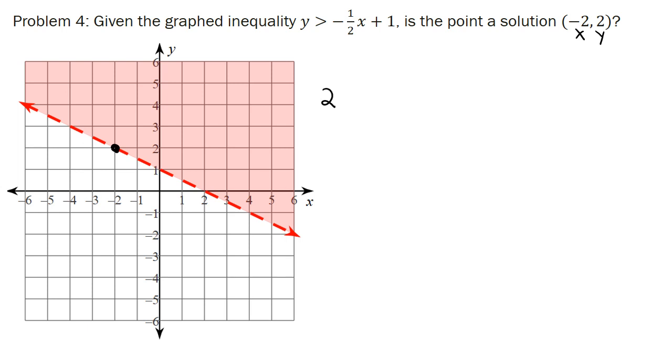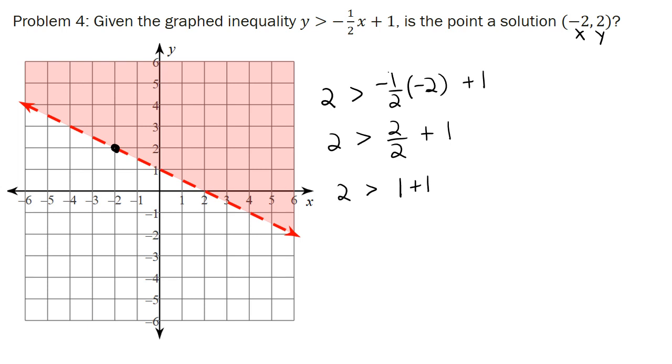I'm going to have 2 is greater than -1 over 2 times -2 plus 1. So I have -1 times -2, that's 2 over 2. Now 2 divided by 2 gives me 1. 1 plus 1 is 2. Is 2 greater than 2? No. So the point on the dashed line is not a solution.